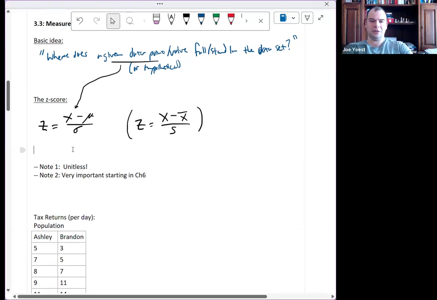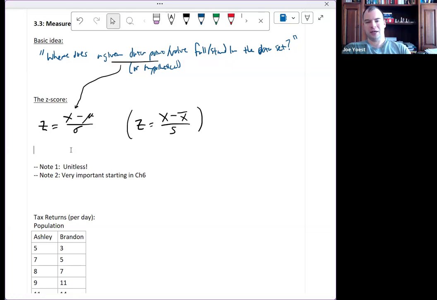So a couple notes on the z-score. The first thing that we might see right away is that it's actually unitless. x has units of the original data, of course. So does mu. Their difference has units of the original data. And sigma also has units of the original data. So those units divide out. So the z-score is unitless. That makes it pretty nice to work with.